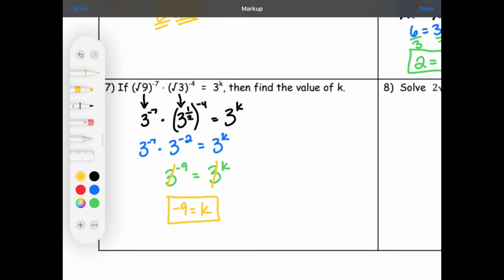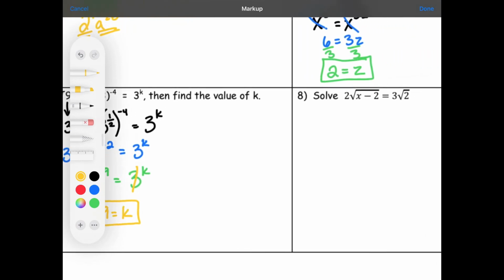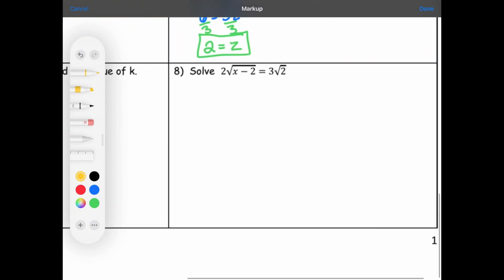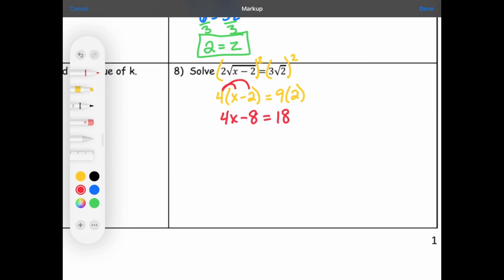And over here on number 8, we've got square roots isolated, so we're going to square both sides. Now, when there's a term outside, you have to square that as well. So 2 squared is 4, but then the square roots cancel. So it would just be regular x minus 2. 3 squared is 9. Square root of 2 squared is 2. So if we distribute the 4, we'd have 4x minus 8 equals 9 times 2 is 18.